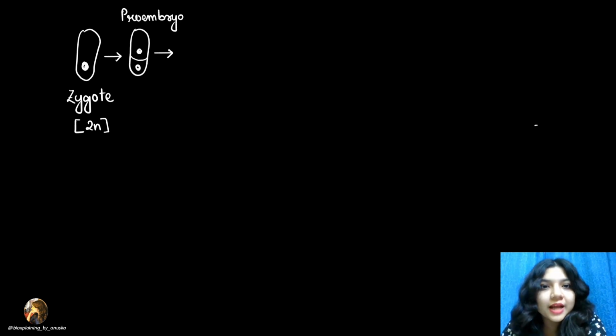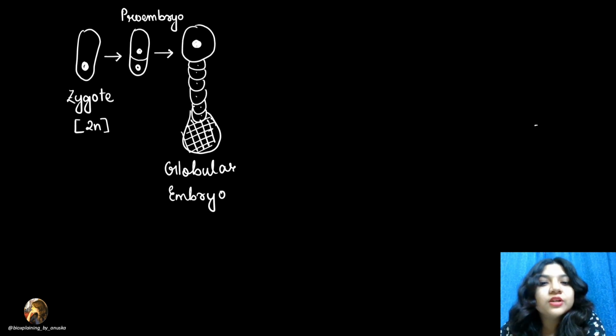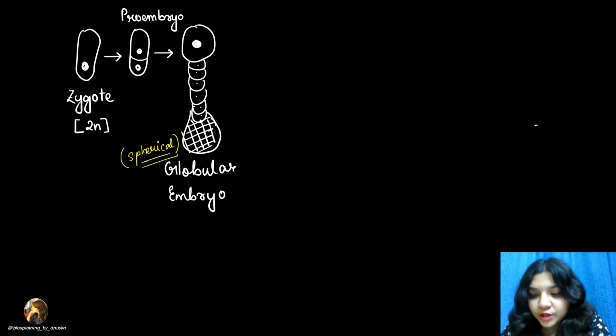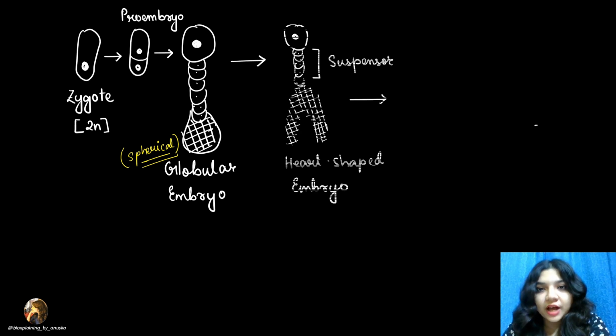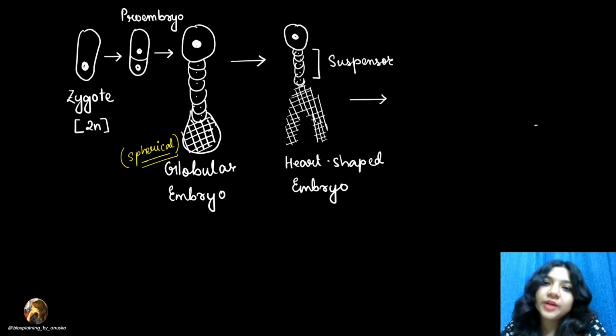So first you have the zygote. So the first thing that happens is the pro-embryo is being formed. After the pro-embryo, we have the globular embryo. So why is this term globular? Because the look is like, it gives us a globular, or you can say a spherical structure. The embryo kind of has a spherical structure. After this globular embryo stage, what do we have? We have the heart-shaped embryo.